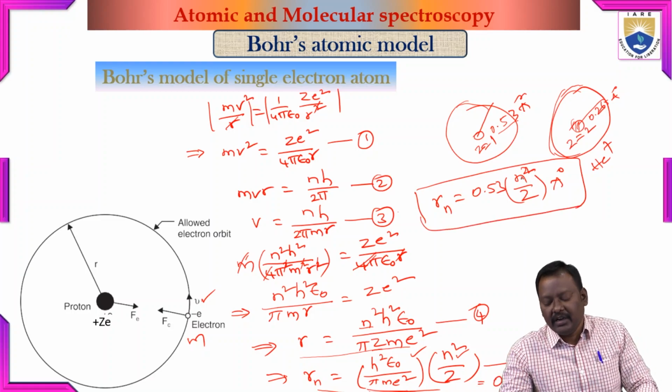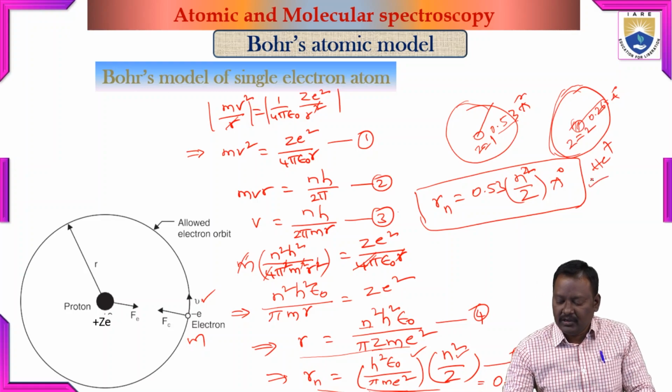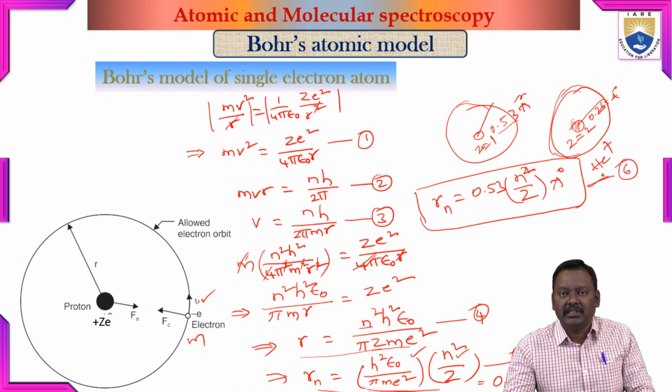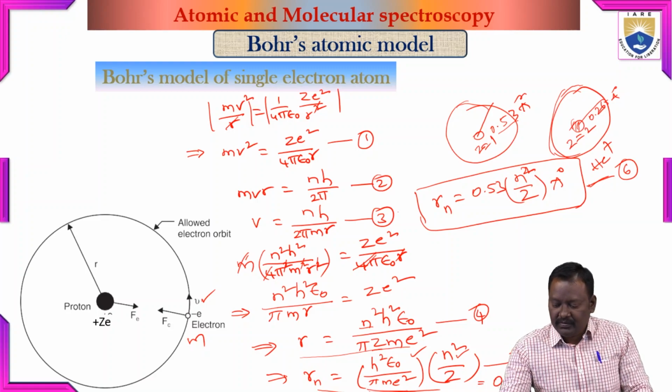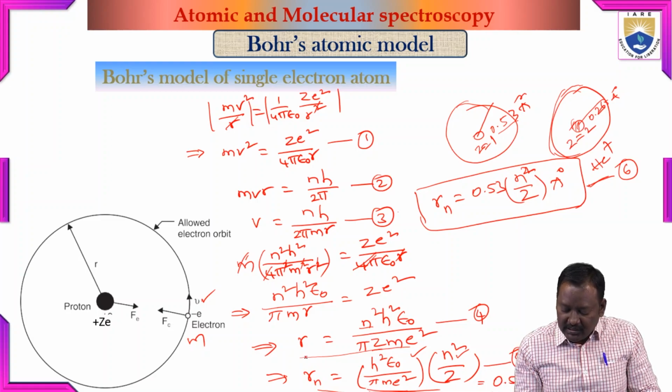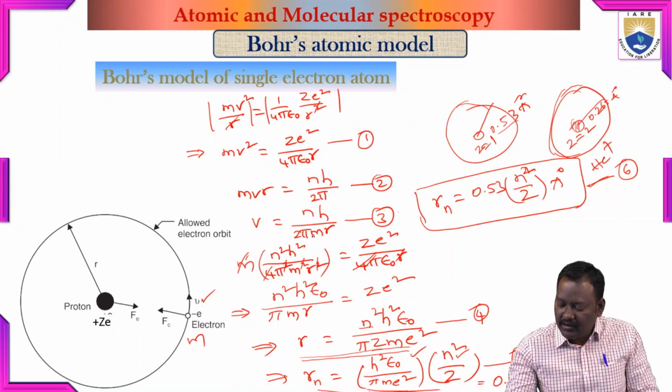By substituting the n value and z value, you can easily find out the radius of any orbit in any single electron atom. Let us say this is equation number 6. Maybe you can use these equations later also. So let us substitute this r value in equation 3, v equal to nh by 2 pi mr. So r value can be substituted by equation 4.